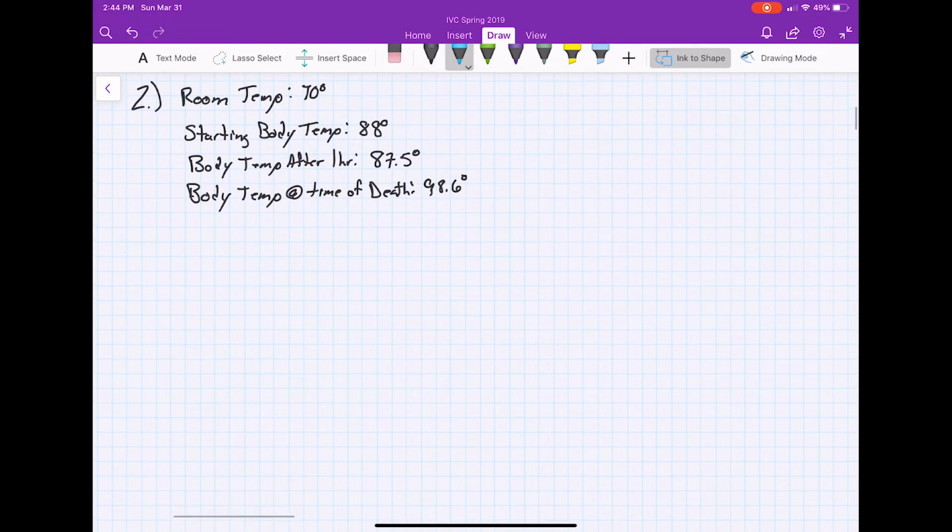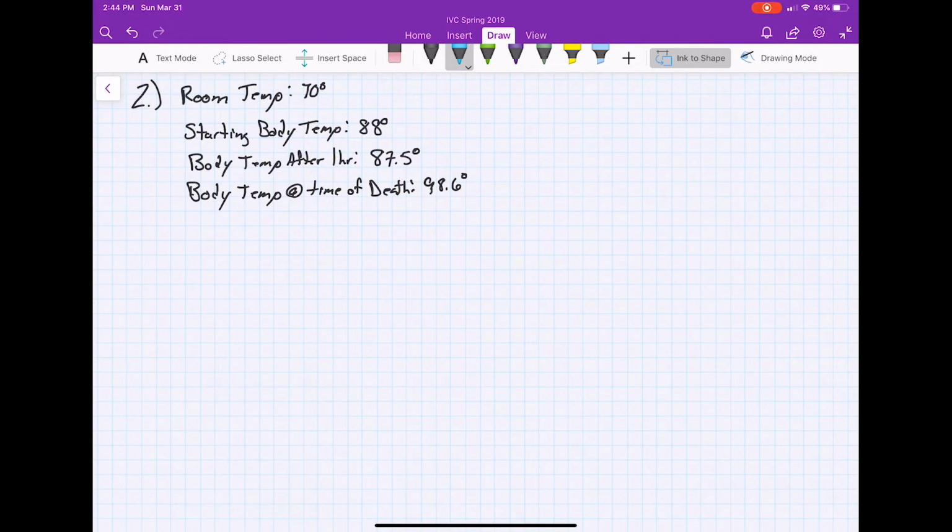We'll move on to number 2, and this one involves Newton's law of cooling. We are given the temperature in degrees Fahrenheit of a dead body that has been cooling in a room at 70 degrees is measured at 88 degrees. 1 hour later, the body temperature is 87.5 degrees. How long to the nearest hour before the measurement was the time of death, assuming the body temperature at the time of death was 98.6? Assume the cooling follows Newton's law of cooling, which I already said.